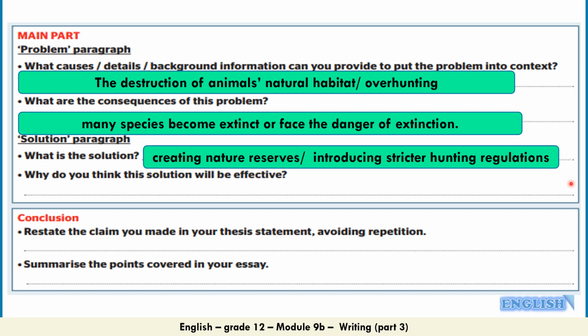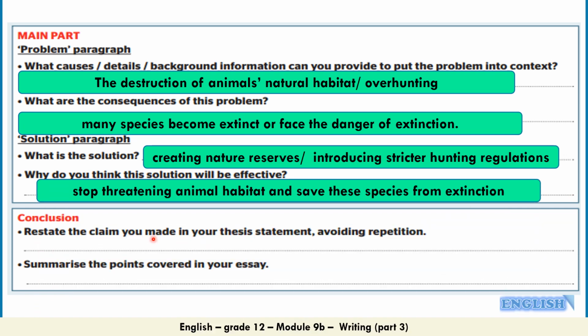Creating, for example, nature reserves, introducing stricter hunting regulations. Why do you think this solution will be effective? Stop threatening animal habitat and save these species from extinction.